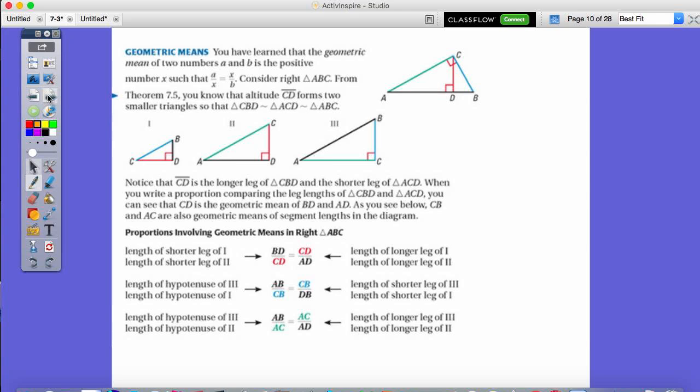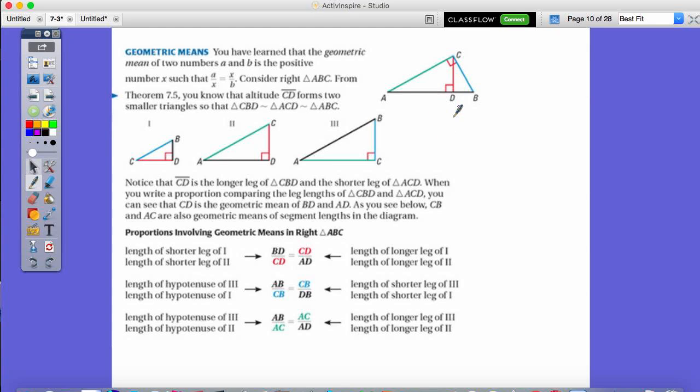Now, I do just laugh here because this book, which sometimes I feel like goes through in excruciating detail things you guys already know, for instance, they did two whole sections on Pythagorean theorem and Pythagorean theorem converse, which is a prior grade skill. They jump into geometric means and they say, you have learned that the geometric mean of two numbers A and B is the positive number X such that, and so on. And you're probably thinking right now, I have never heard of a geometric mean. So let's go through what a geometric mean is and let's compare it to what an arithmetic mean is.